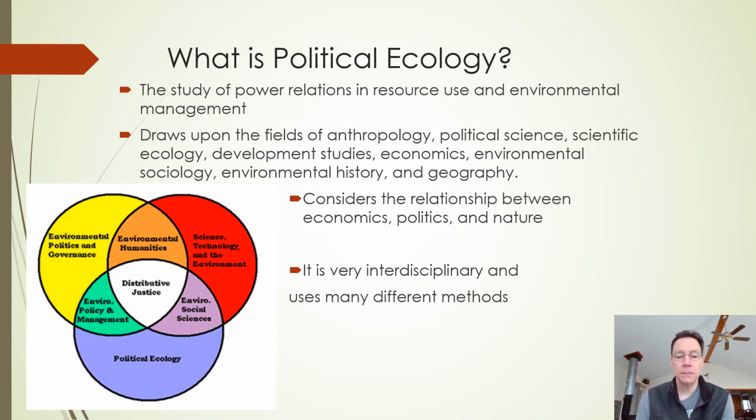As I mentioned, it's very interdisciplinary and it uses a lot of different methods, as we'll see in a little bit. This diagram over here is trying to show you some of the aspects. So there's environmental politics and governance involved in it, issues of justice for sure. There's the environmental humanities, which might include things like history. There are basically a lot of different aspects, here's policy and management over here, environmental social science. So all of these are kind of touching on or related to this field of political ecology.